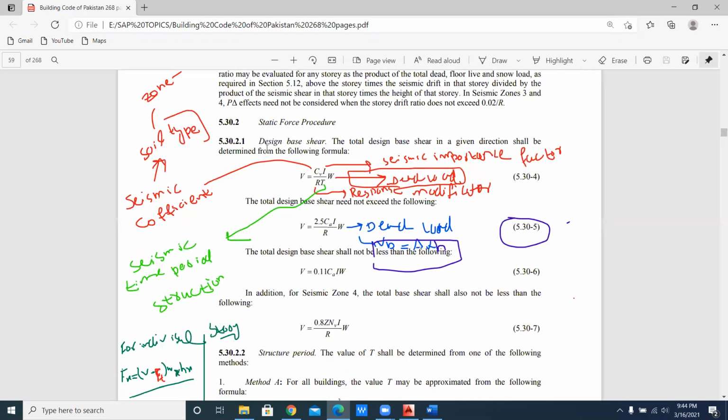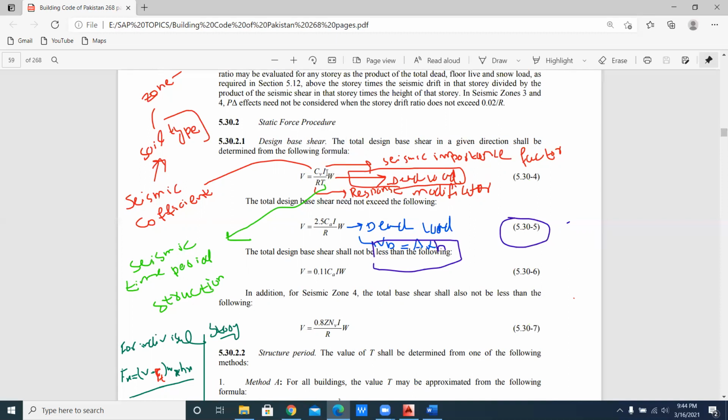Okay, now here you will see the design base shear. The total design base shear shall be determined by the following formula. So this is normally your Cv. What is Cv? It basically shows the seismic coefficient. What is the seismic coefficient? That is normally found from your zone factor, okay. You will calculate it from your zone factor. If I am making the building in Dera Ismail Khan, then I will take this factor. Now, what is basically V base?